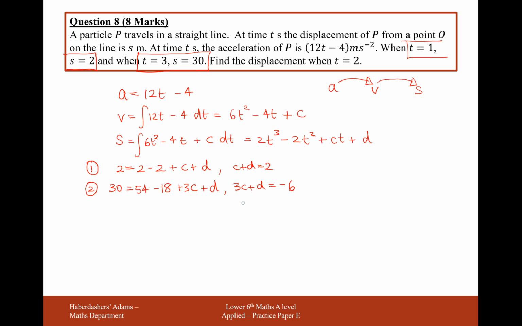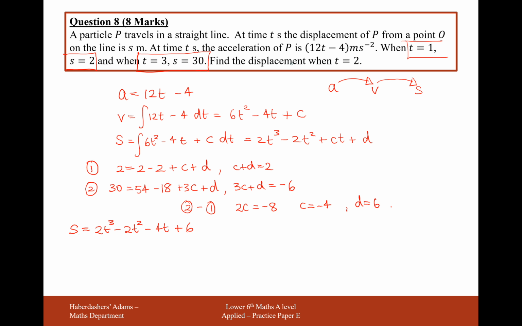Okay, so we've got the same values of d here, so if we do equation 2 take away equation 1, we're going to get 2c equals minus 8. So in this case here, c is minus 4. And effectively then, d is the value 6. So the formula for our displacement is going to be 2t cubed minus 2t squared minus 4t plus 6.